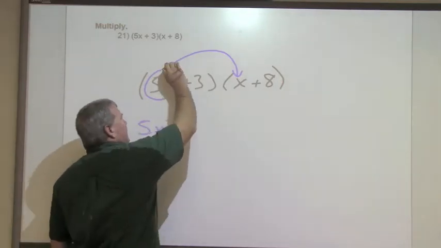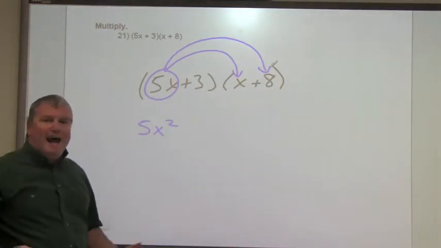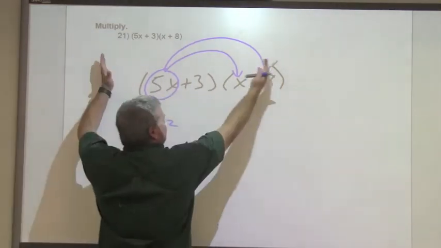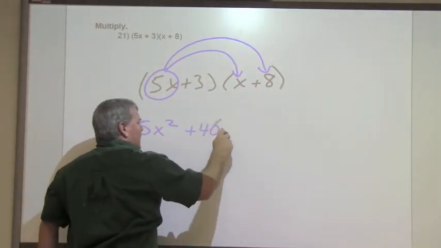Then we take that same 5x and distribute it to this one here. That's what's called the outer terms. This is an outer term, that's an outer term. So we multiply those two together and we get 40x.